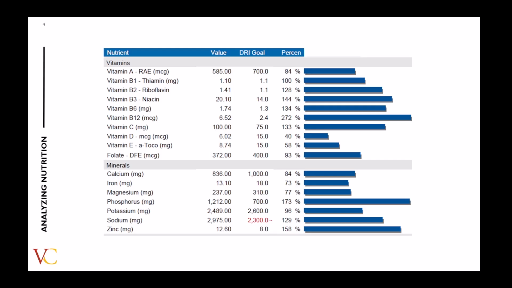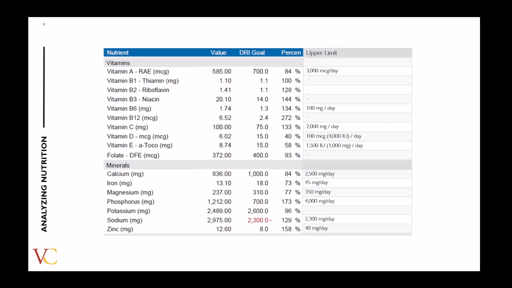Remember at the beginning of the term, we talked about how the DRI includes the recommended dietary allowances, the adequate intakes, and the upper limit for each nutrient. Well, the upper limit is the maximum amount. So when analyzing most of the micronutrients, you want the amount consumed to fall between the DRI goal as the minimum and the upper limit as the maximum.